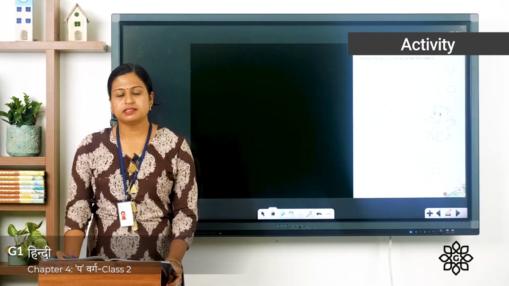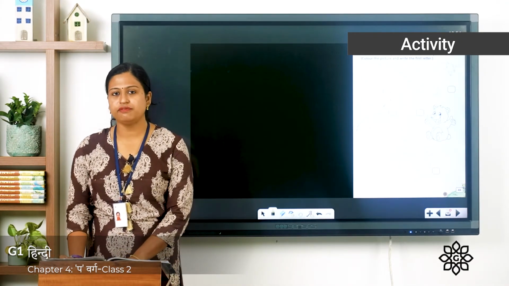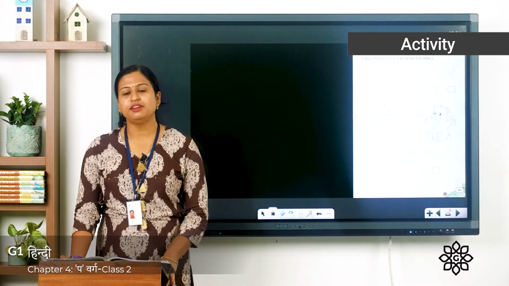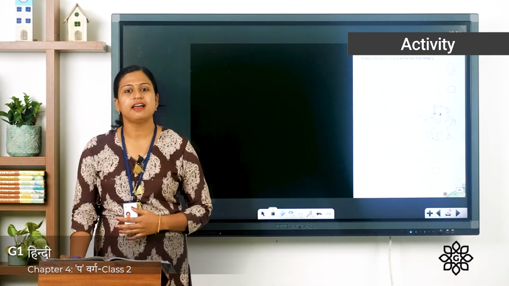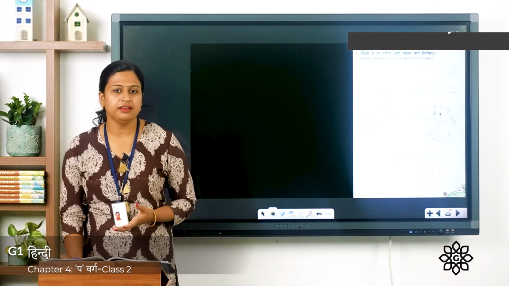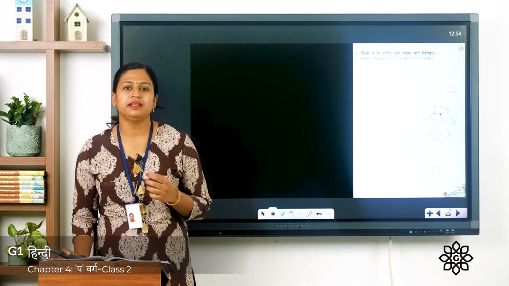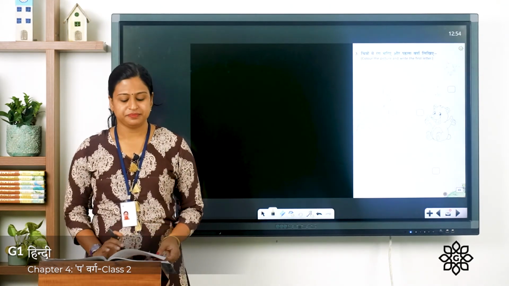Now we'll move to the third exercise. Third exercise is to color. So you can see different pictures are given here and you have to color it and make it attractive. After coloring, take the picture and submit in Microsoft Teams.